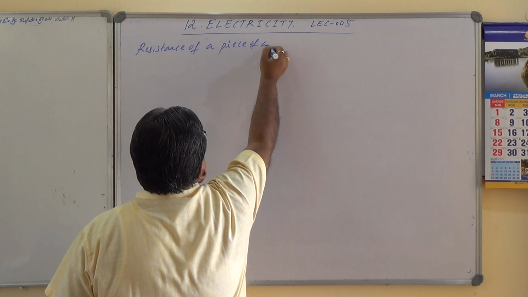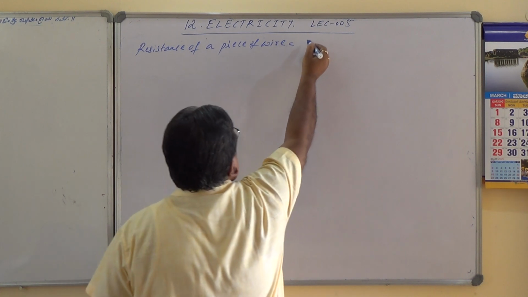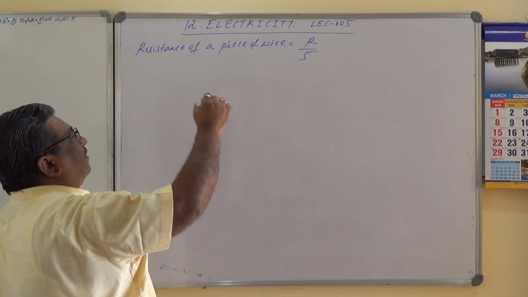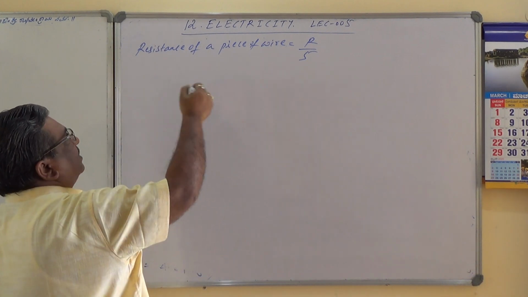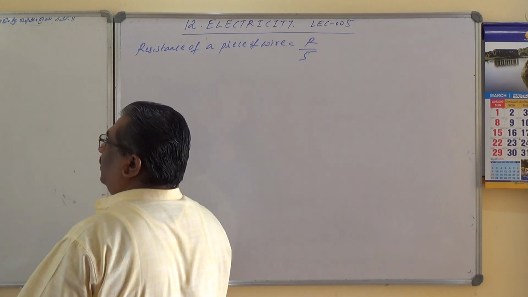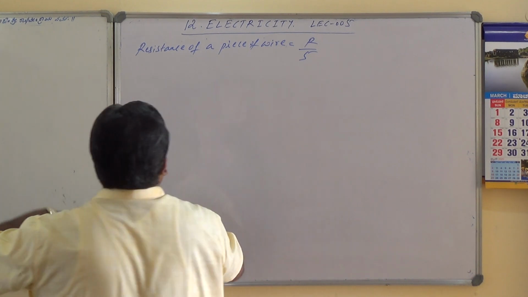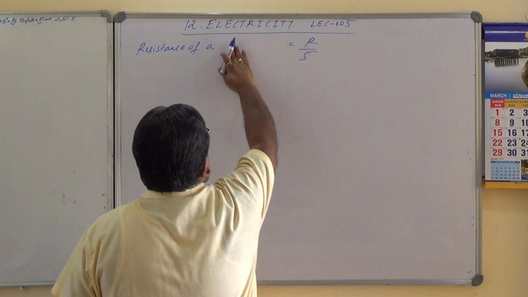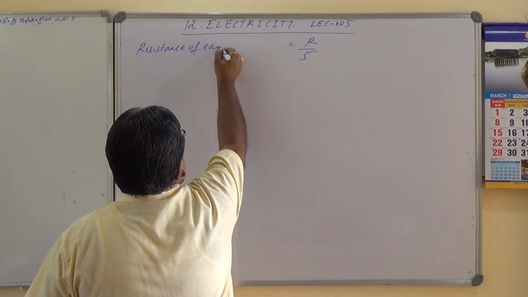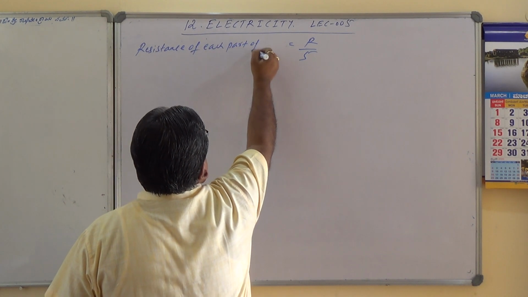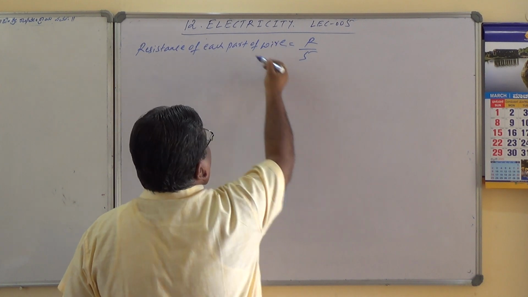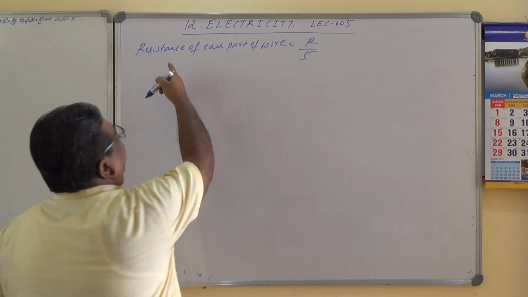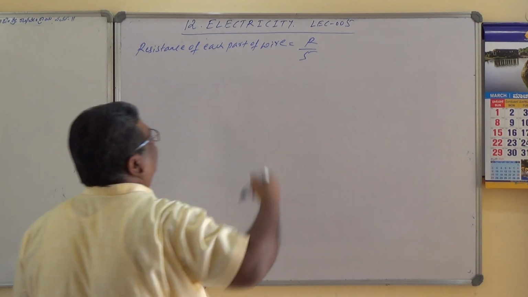A piece of wire equals R by 5. Why R by 5? The resistance of the wire is R, cut into 5 equal parts. I'll write: resistance of each part of wire. This is a better way. Part means there is a metal wire which has been cut into 5 parts, and the resistance of each part is R by 5.